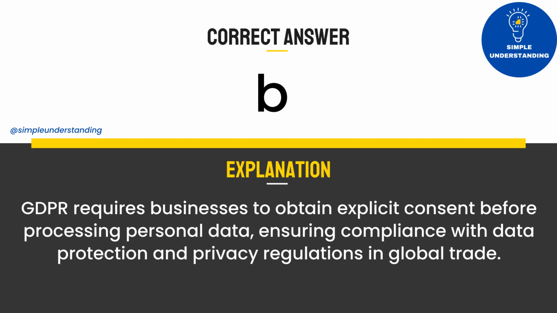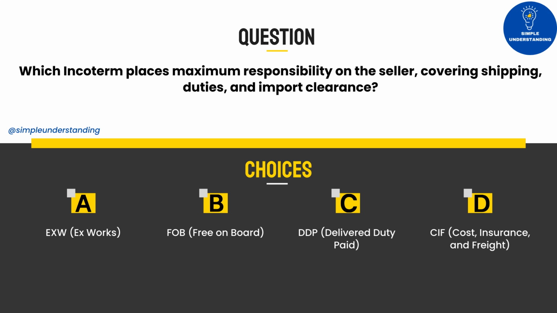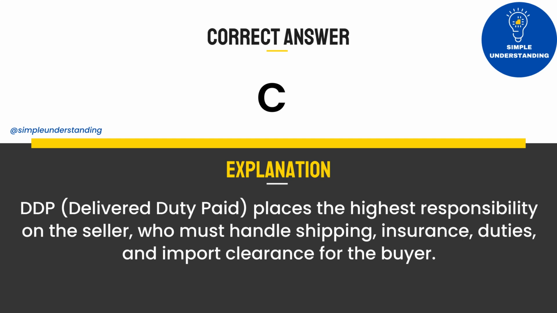6. Which Incoterm places maximum responsibility on the seller, covering shipping, duties, and import clearance? A. EXW, Ex Works. B. FOB, Free On Board. C. DDP, Delivered Duty Paid. D. CIF, Cost, Insurance, and Freight. Correct answer: C. DDP, Delivered Duty Paid. Explanation: DDP places the highest responsibility on the seller, who must handle shipping, insurance, duties, and import clearance for the buyer.